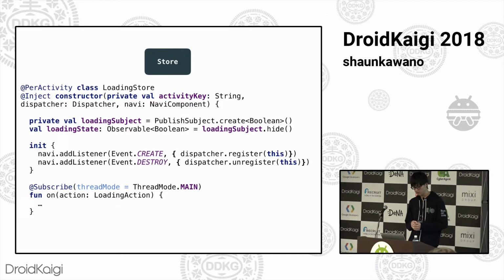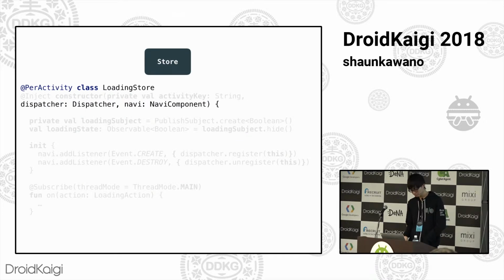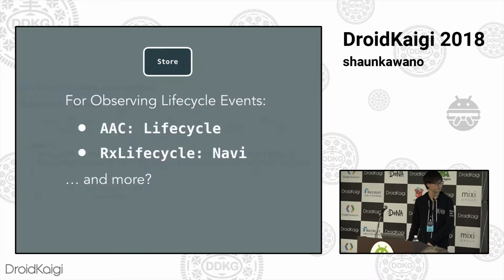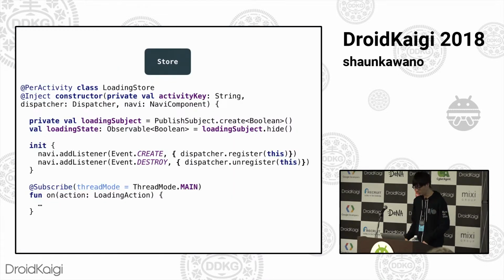So this is the class called loading store, and let's take a look at the code from the top. Inside the constructor, we inject the dispatcher and what's called Navi. On the init function, on the activity's onCreate lifecycle, we register the store to the dispatcher. And on destroy, we unregister the store from the dispatcher. For observing lifecycle events, you can, of course, use Android Architecture Components lifecycle, or in this case we use Navi, or maybe you can implement it on your own, by implementing Android lifecycle, like activity lifecycle callbacks, or maybe more.